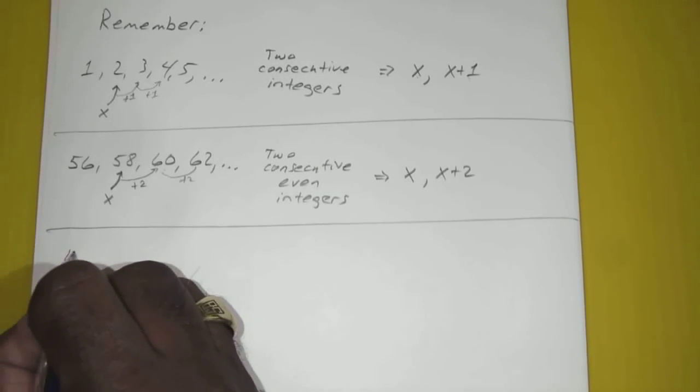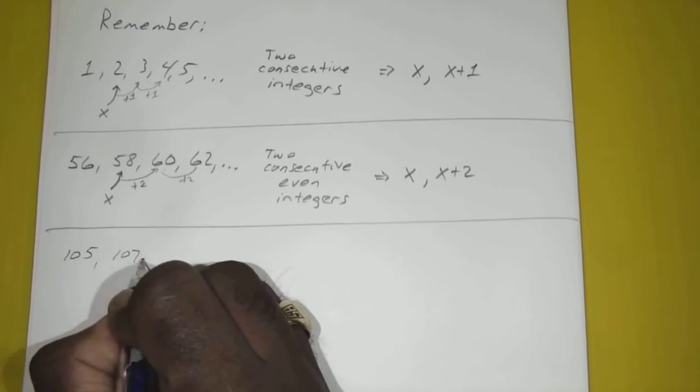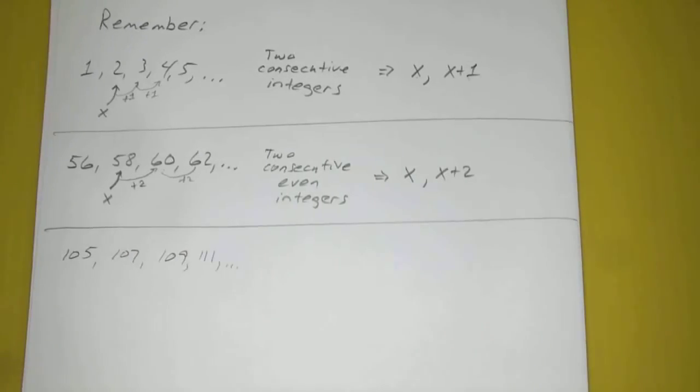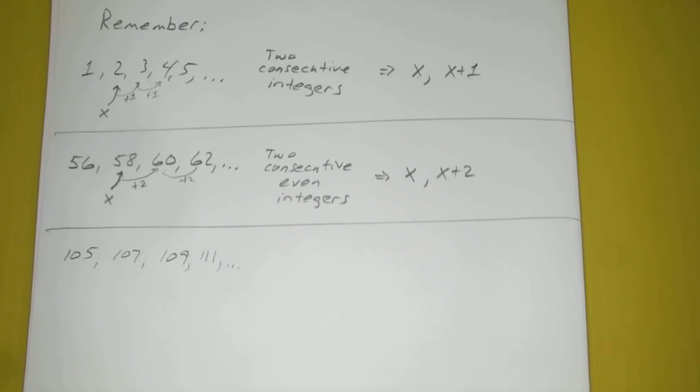And same thing with odd. If you had, let's say, 105, 107, 109, 111, and it keeps on going and going.